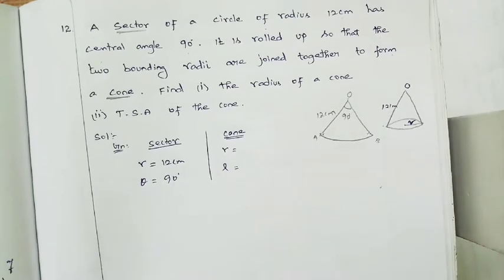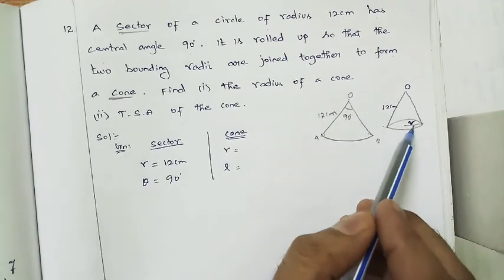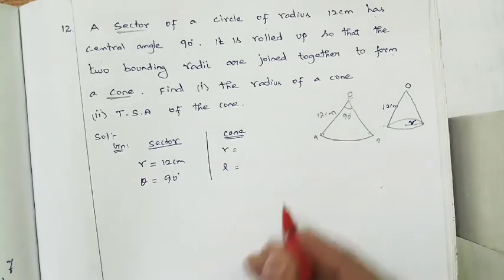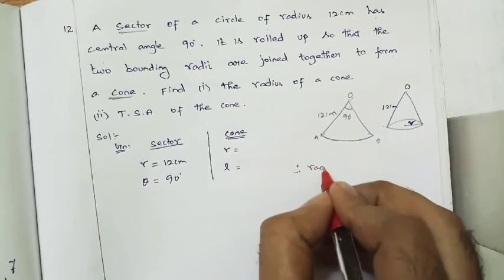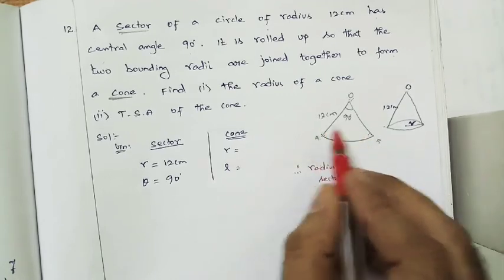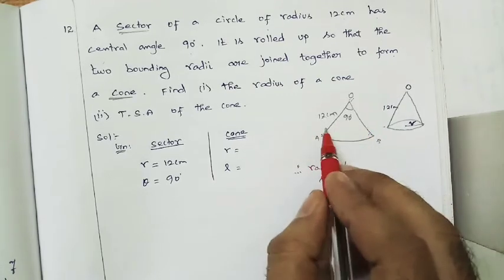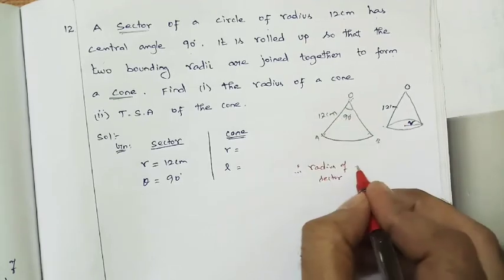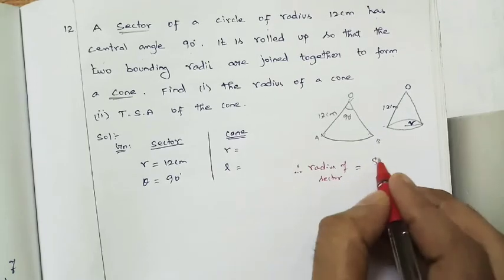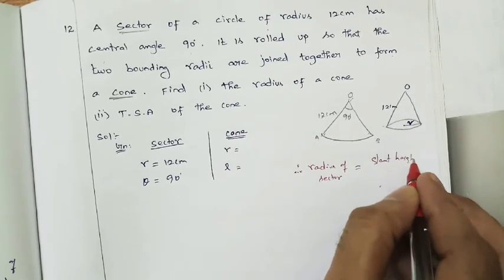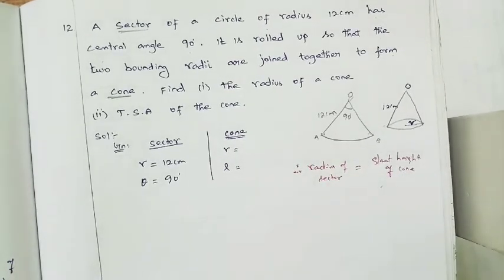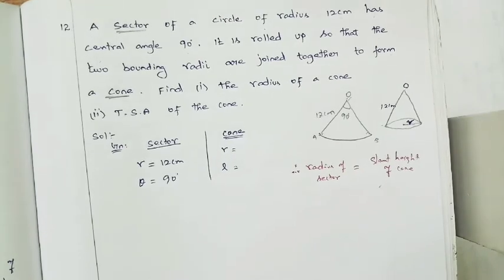Already we know the radius of the sector. How do we find the radius of the cone? Let me note this down, it is very important. While we are rolling the sector, we will get a cone, so the radius of the sector will become the slant height of the cone. So radius of sector is equal to slant height of cone. This is very important, right?